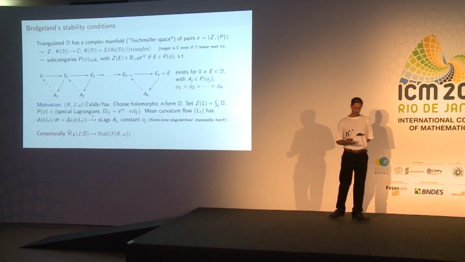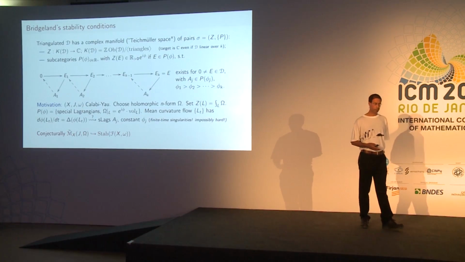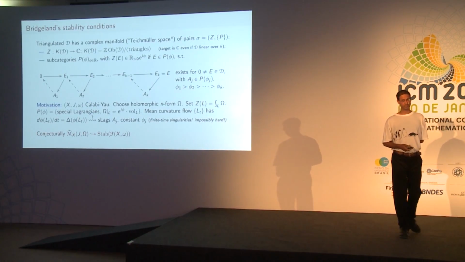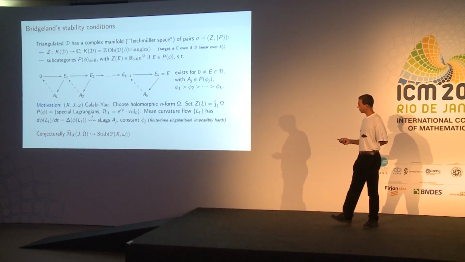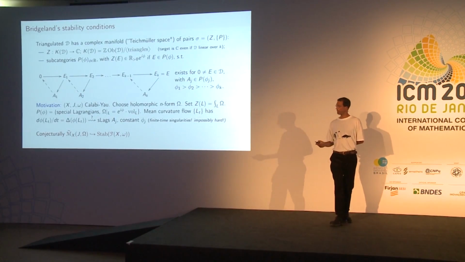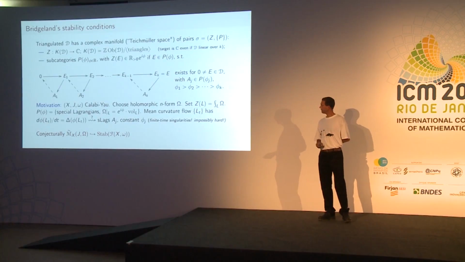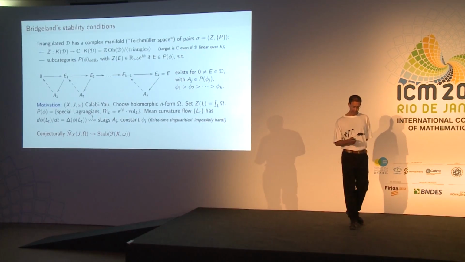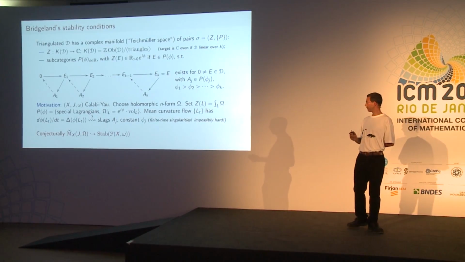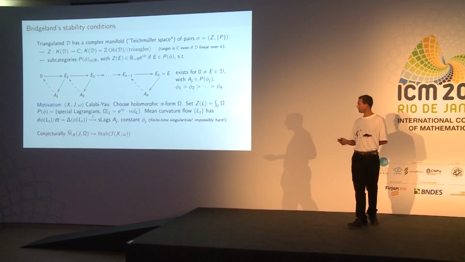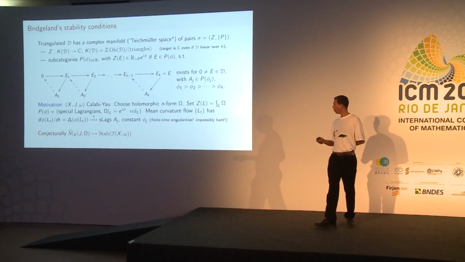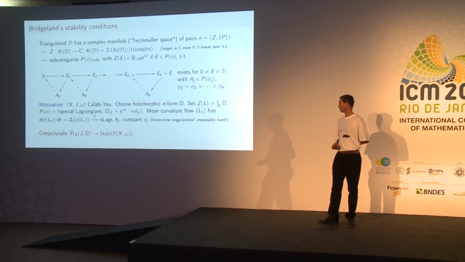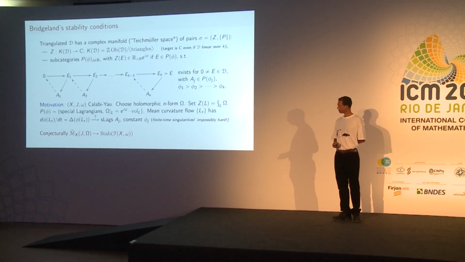And every object in the category should somehow be built out of these subcategories in the sense that an object E should have a collection of sub-objects, things that map to it, E1 up to E(k-1), such that the mapping cones of these maps from E_i to E_(i+1) give us new objects A_i which belong to these subcategories. Okay?